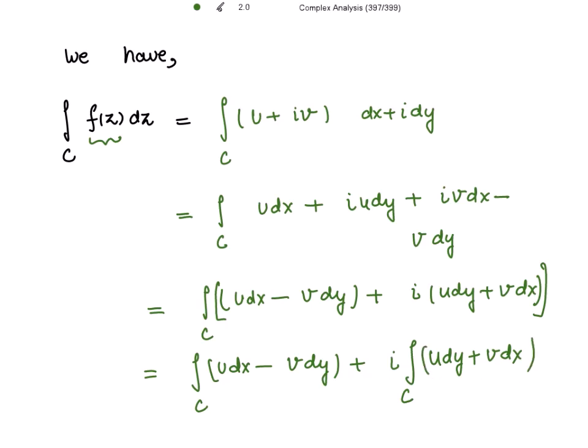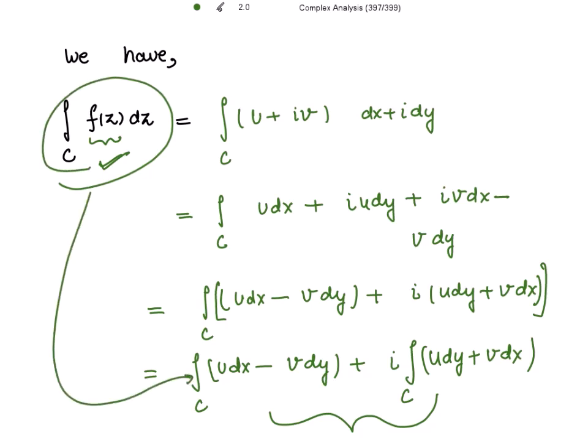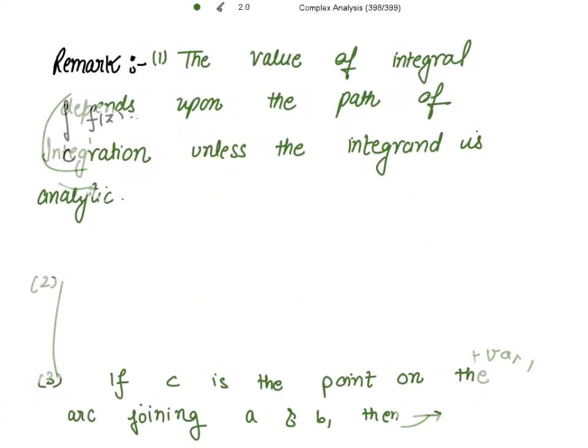So this shows that the evaluation of a line integral of a complex function can be reduced to the evaluation of two line integrals of real functions. Moreover, the value of this line integral depends upon the path of integration unless the integrand is analytic. Analytic function means it is differentiable at every point in the open region.